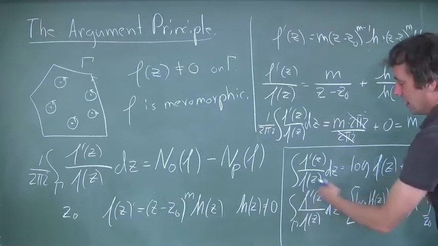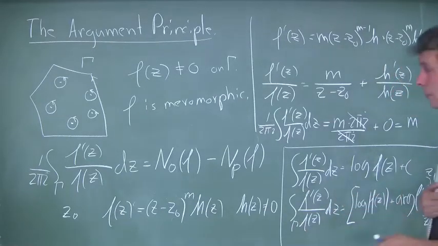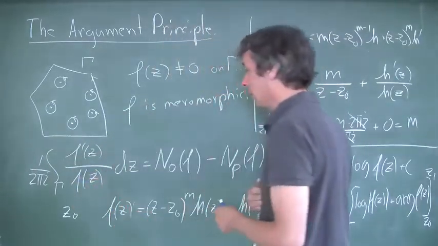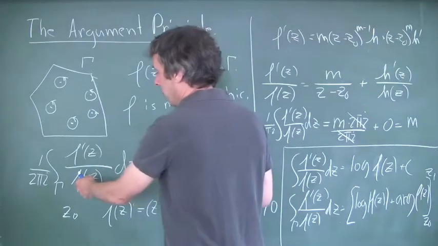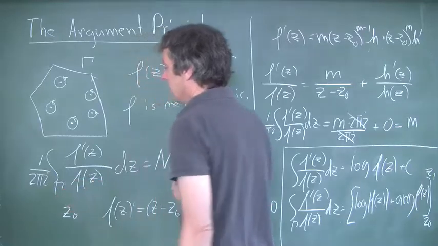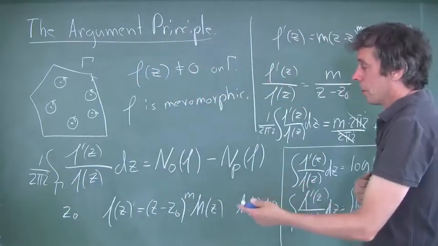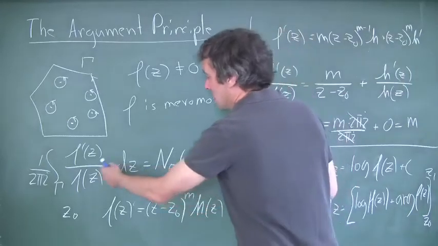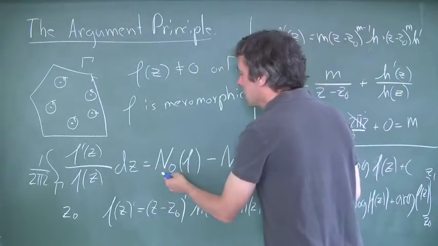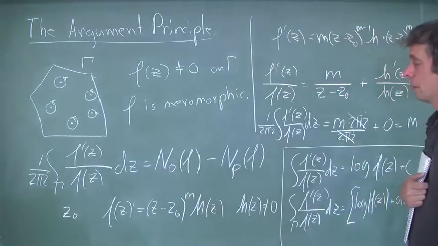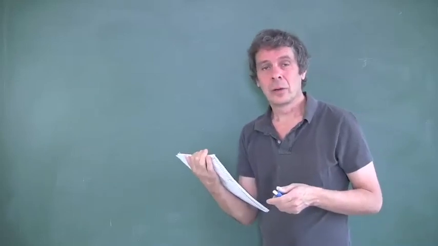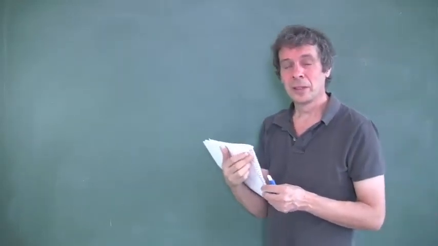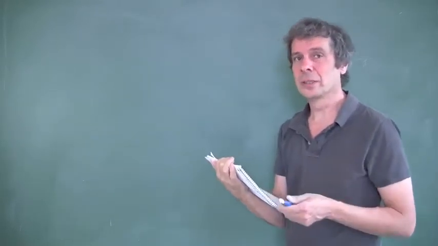So this integral really, which is the same that we have over here, except for the factor 2 pi I, really measures how the argument of f changes along the curve gamma. And what the argument principle says is that this change is actually measured by the number of zeros and the number of poles of the function. The argument principle has many consequences. In this lecture, I will just talk about one of them, which is the Rouche theorem.